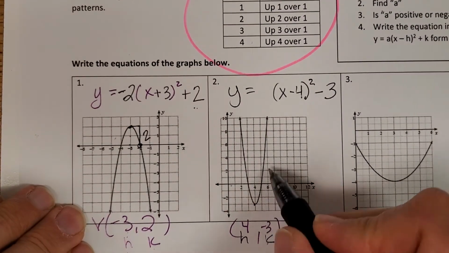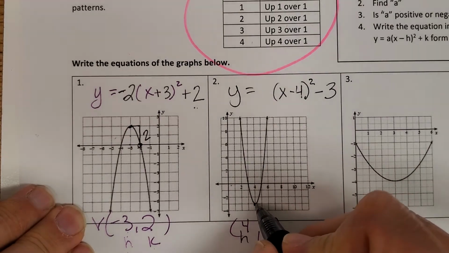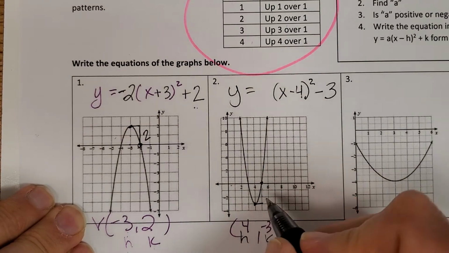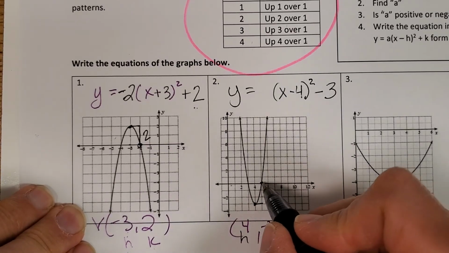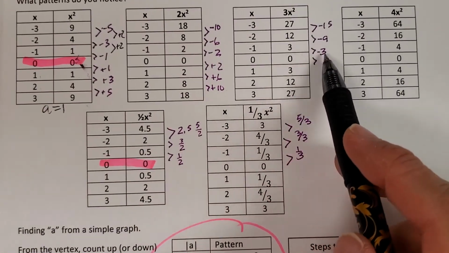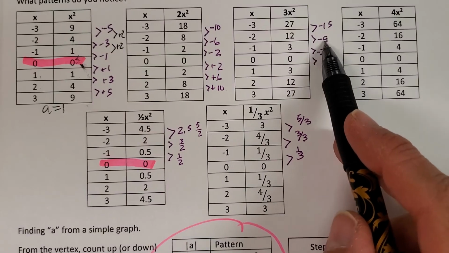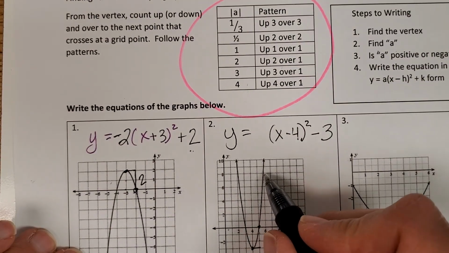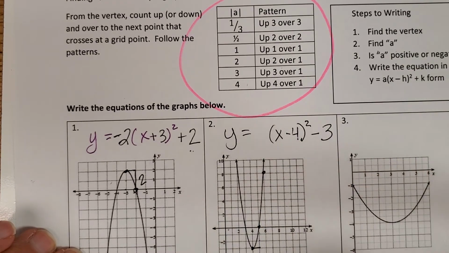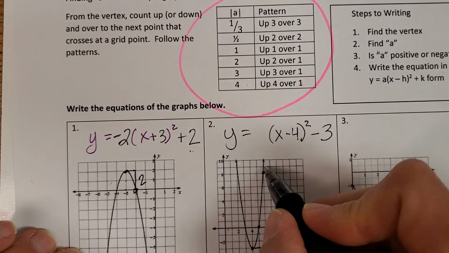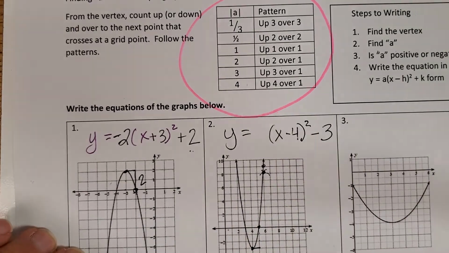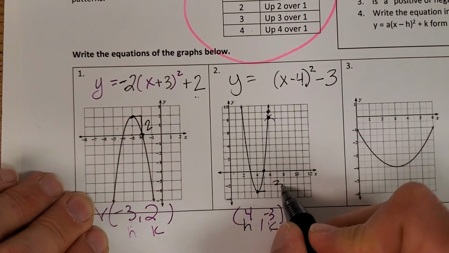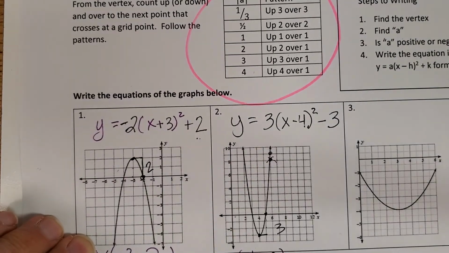Then I've got to find my A. I know it's going to be positive because it opens up. So I go like this. Go over 1, up 1, 2, 3. It's 3. Now if I kept going, remember our little pattern up here for 3, the next thing would be 9. I would go up 9. 1, 2, 3, 4, 5, 6, 7, 8, 9. Somewhere in there. I think it's right there. I counted wrong. All right, so what is A? It's 3. So I put a little 3 there.